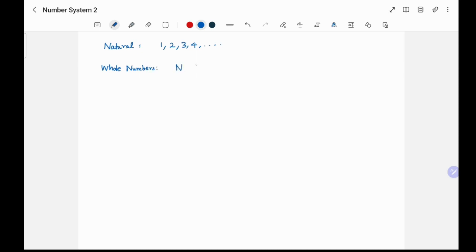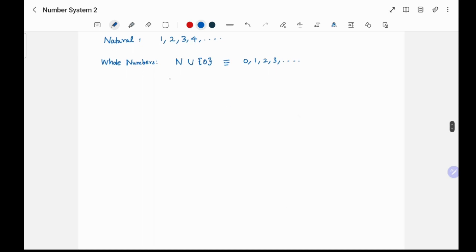Whole numbers are natural numbers plus 0. So it includes all the numbers 0, 1, 2, 3 and so on. These are whole numbers. 0 has a special property. Whenever we add any number to 0, it gives the same number. So any natural number or whole number added to 0 will give the same number. And also if you multiply any number with 0, it gives 0 itself.